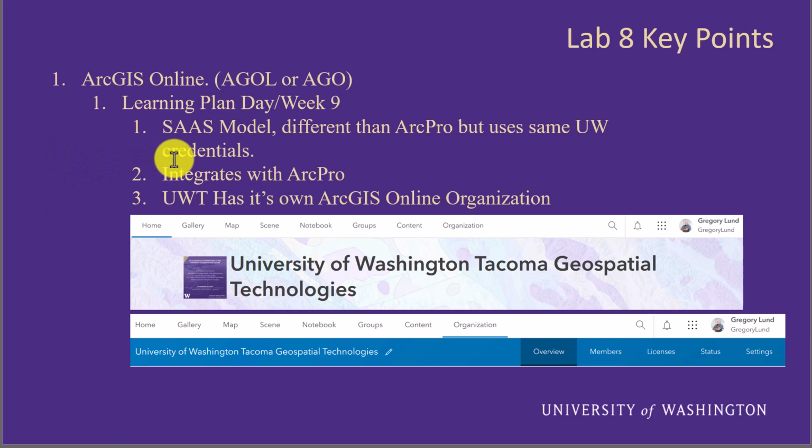Your login is the same. So when you log into AGO, you'll log in using your UW credentials. It's imperative that you log into the University of Washington Tacoma organization of ArcGIS Online. And that's why I put up the homepage and also the organizational view of our organization.